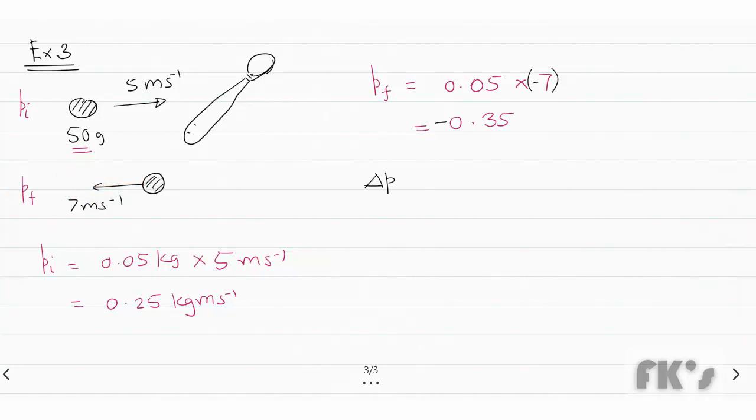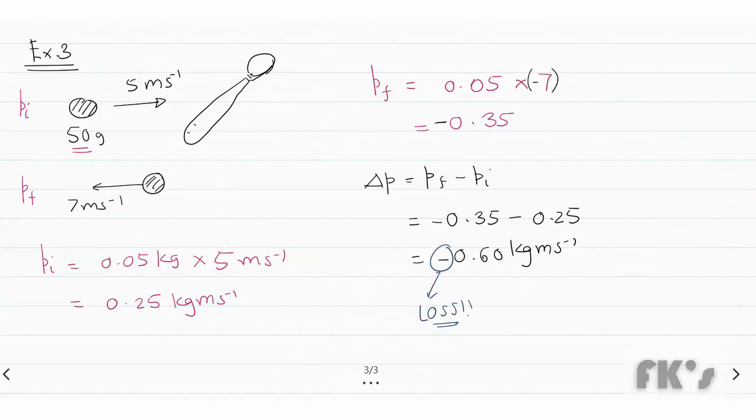Now it is time to calculate the change in momentum, which is given by pf minus pi. That is equal to negative 0.35 minus 0.25, and that gives me negative 0.60 kilogram meter per second. As you can see, we got another negative sign here. That means the ball loses momentum. As I've been telling you, the negative sign represents loss. That was all about the change in momentum.